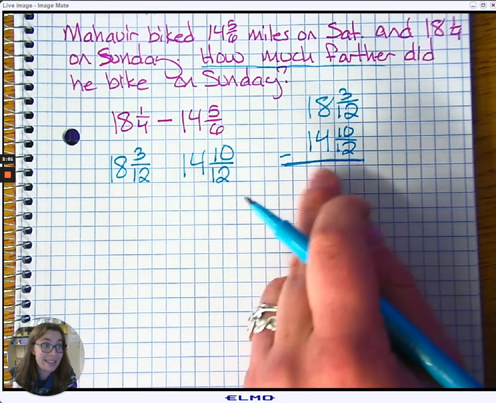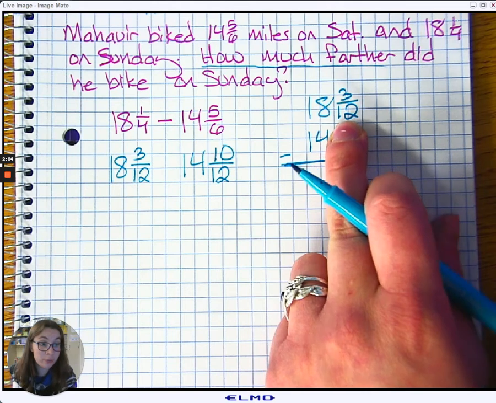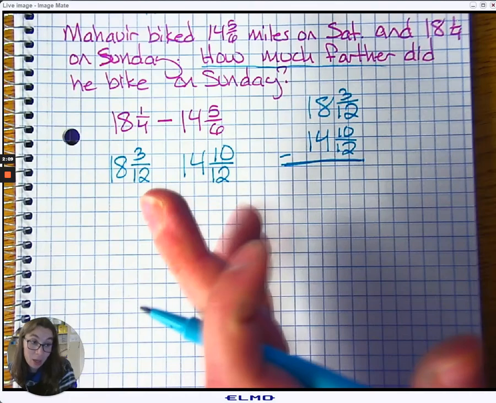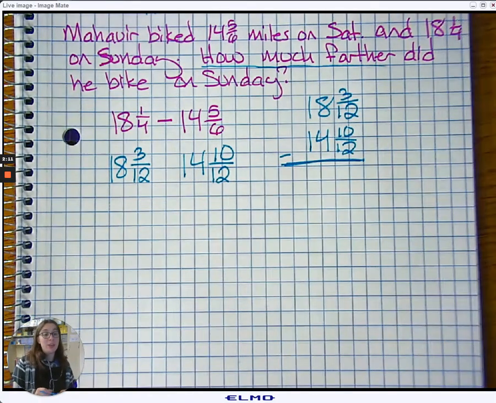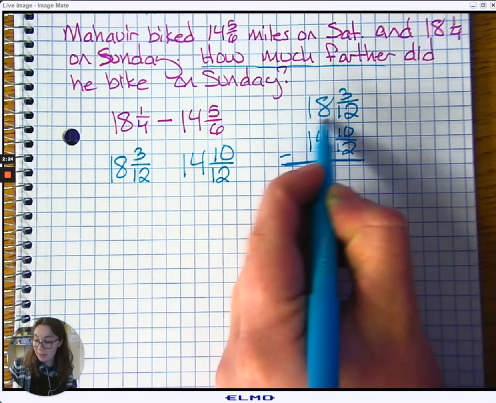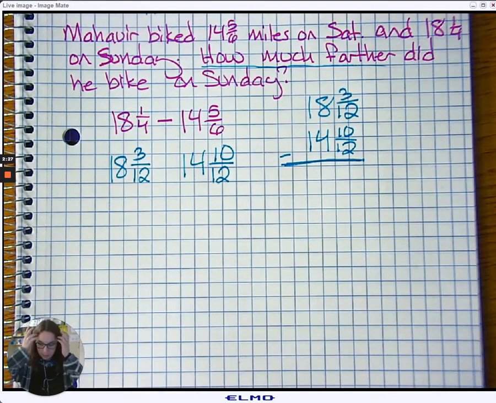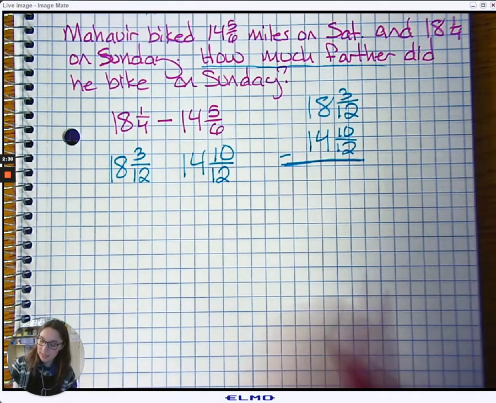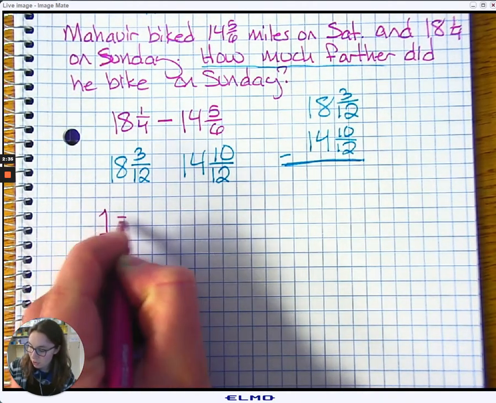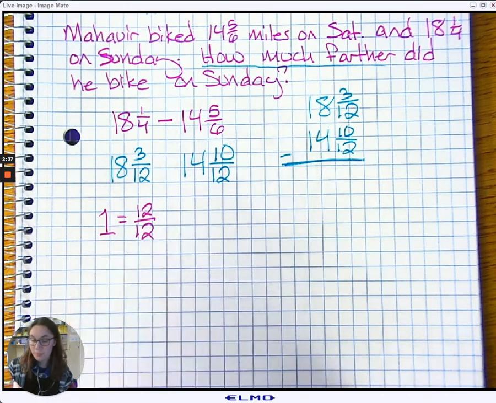I can't take 10/12 from 3/12. There's no way that I can take 10 when I only have 3. So here's where the renaming comes in, the regrouping. Just like in regular subtraction of whole numbers, I can borrow, I can regroup a bit from my whole number into my fraction. And here's what that looks like. In this case, when we're dealing with 12ths, 1 whole equals 12/12.